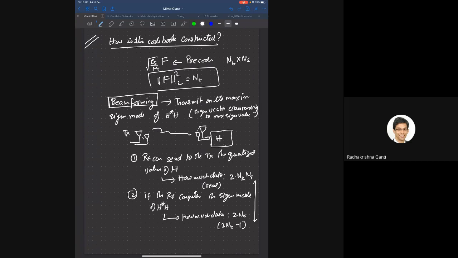If you don't do beamforming, there are so many other things you can do. You can use a better precoder. Let's start with the example of beamforming. When you say beamforming, essentially it means you are transmitting only one spatial stream, and you focus all your energy in the maximum eigenmode so as to maximize your capacity.